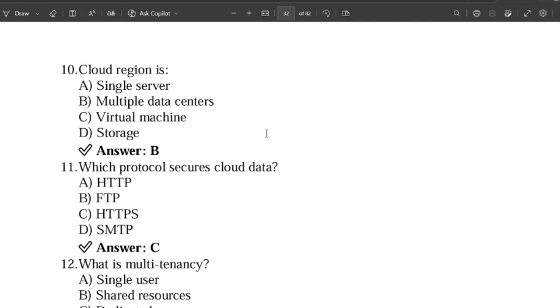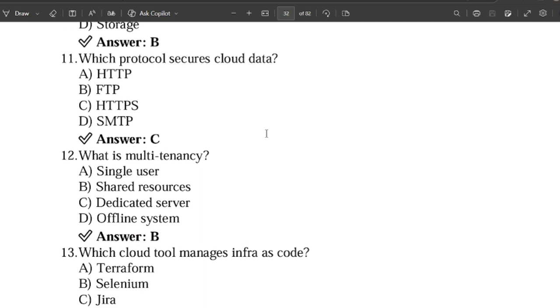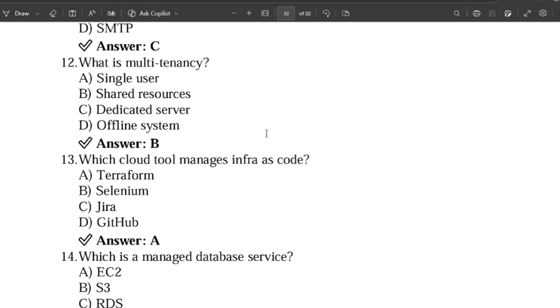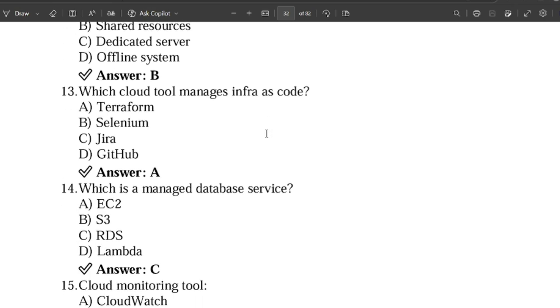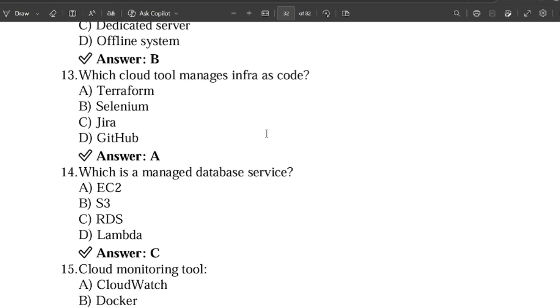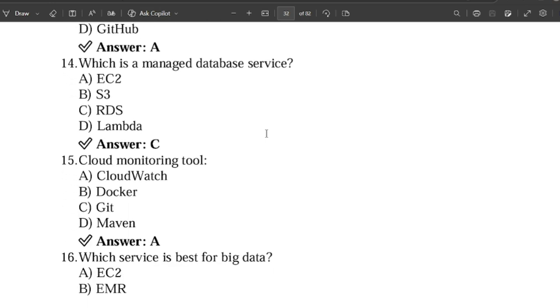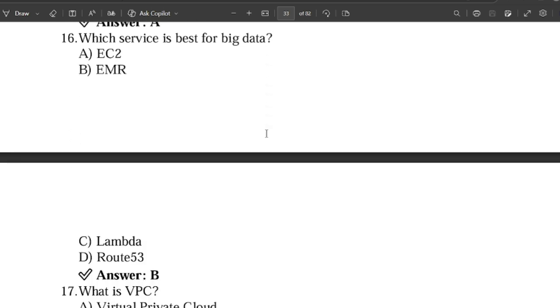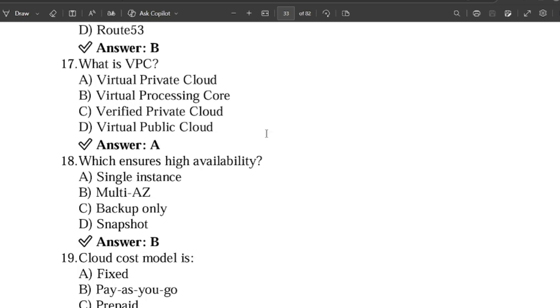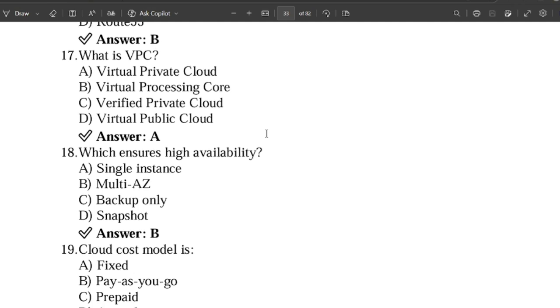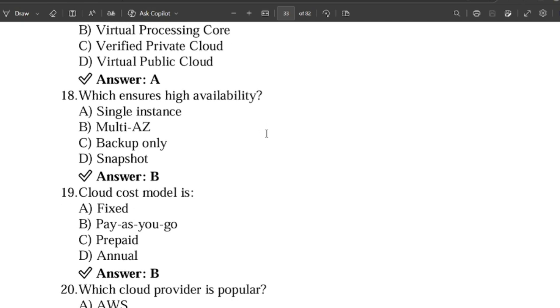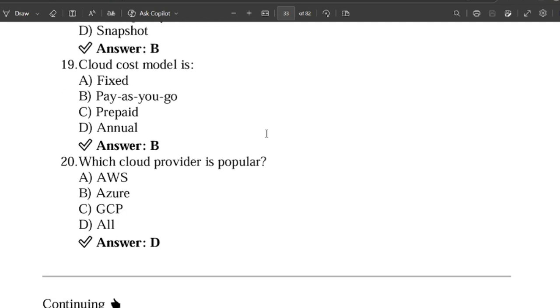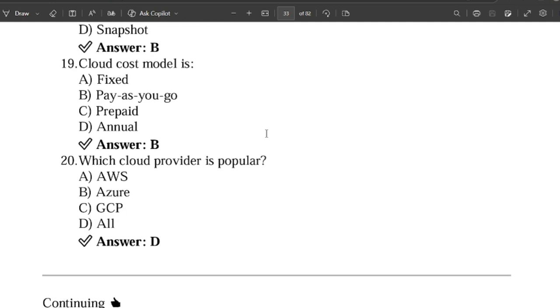Cloud region is multiple data centers. Which protocol secures cloud data? HTTPS. What is multi-tenancy? Shared resources. Which cloud tool manages infrastructure as code? Terraform. Which is a managed database service? RDS. Cloud monitoring tool? CloudWatch. Which service is built for big data? EMR. What is VPC? Virtual private cloud. Which ensures high availability? Multi-AZ. Cloud cost model is pay-as-you-go. Which cloud provider is popular?